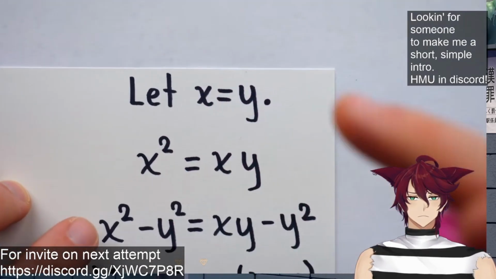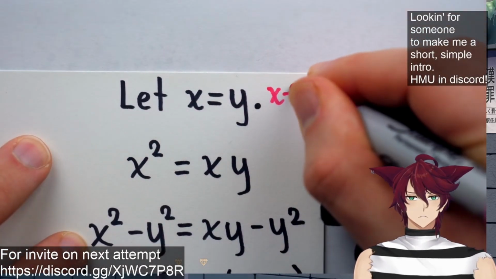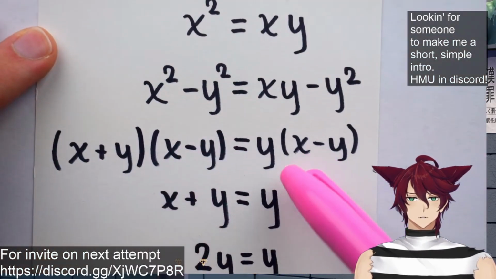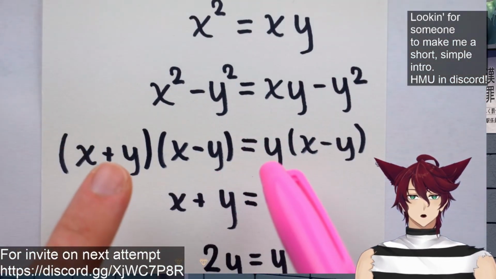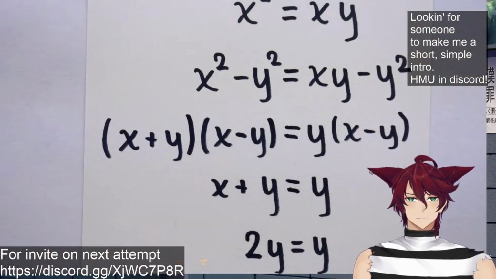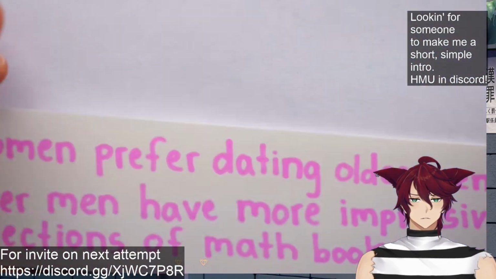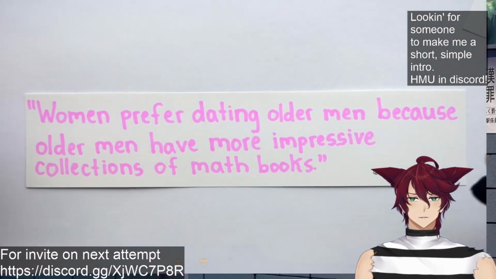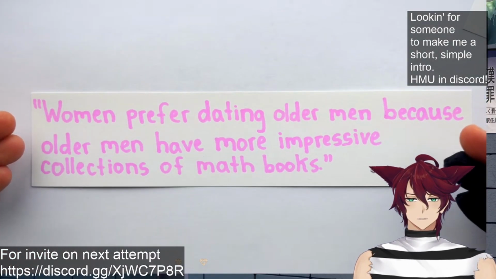But when we say that x equals y, well, that means x minus y equals 0. So when we divide by x minus y here, that is bad news. Dividing by 0 is the oldest trick in the book. I mean, it can be used to prove anything, even absurd claims like women prefer dating older men because older men have more impressive collections of math books.